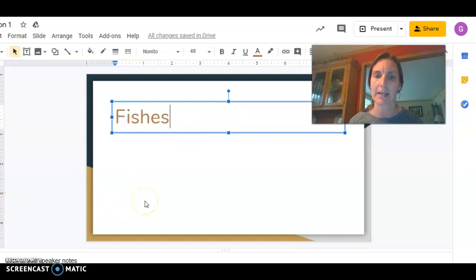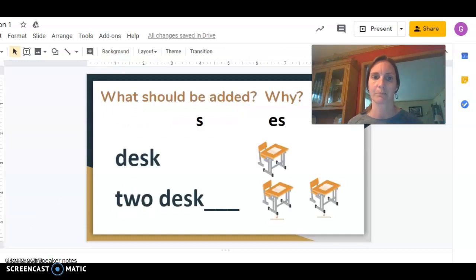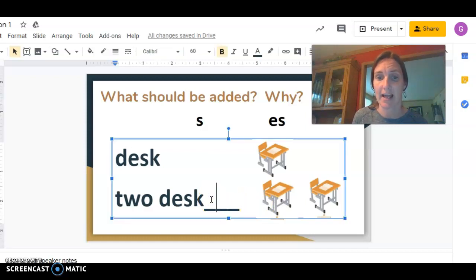So you're going to help me out here. I'm going to show you some pictures and we're going to determine what suffix we need to use. Let's take a look at our first one. Here I have a desk. Now I want it to say two desks. Which suffix do I add? Suffix s or suffix es? I add just suffix s because the word desk does not follow the rule to add suffix es.